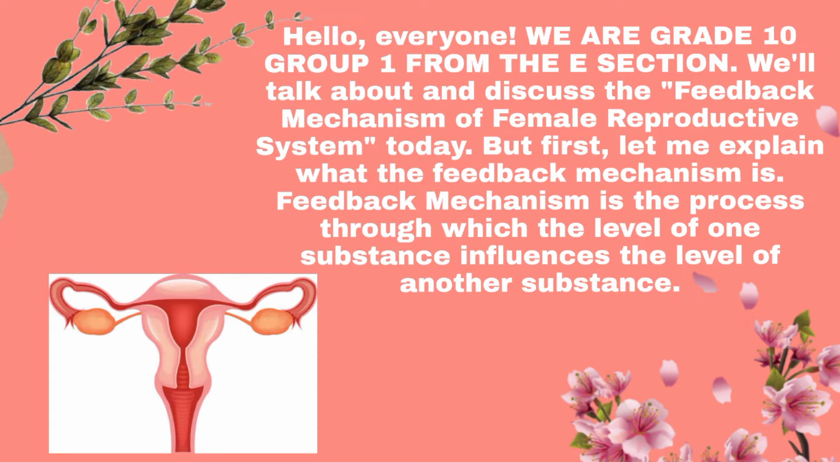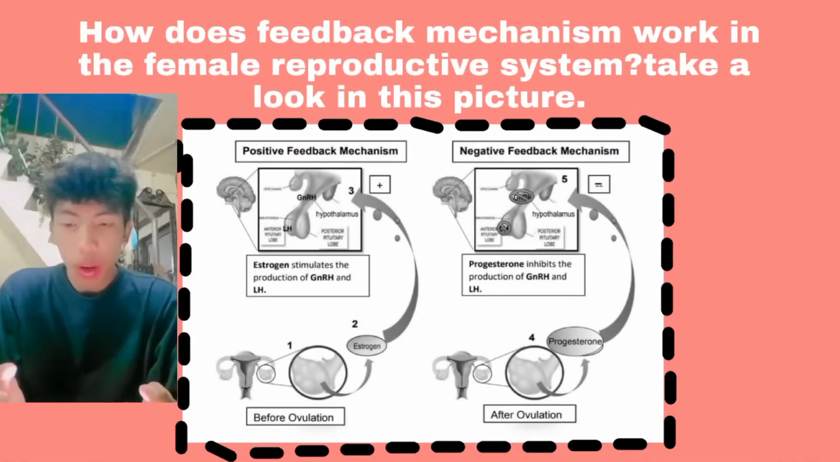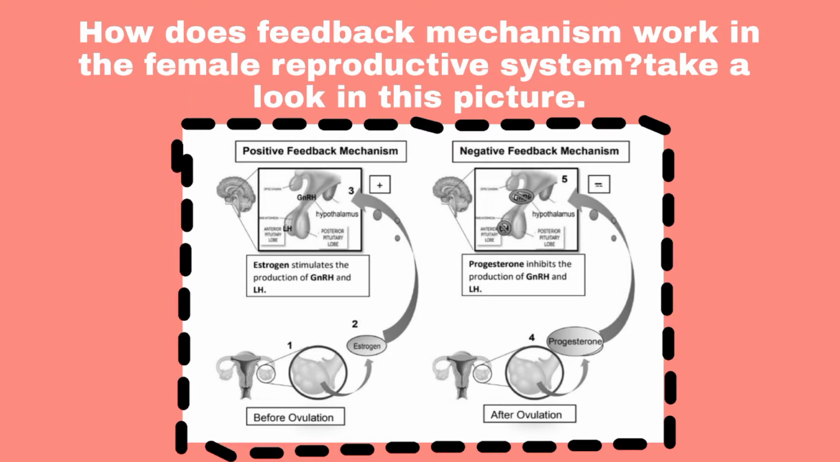We'll talk about and discuss the feedback mechanism of the female reproductive system today. But first, let me explain what the feedback mechanism is. Feedback mechanism is a process through which the level of one substance influences the level of another substance. How does the feedback mechanism work in the female reproductive system? Take a look at this picture.